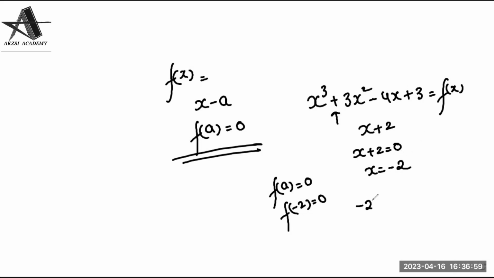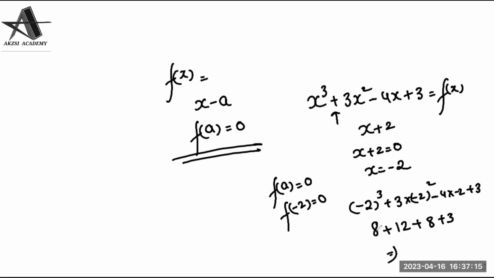When I put negative 2 whole cube plus 3 times negative 2 whole squared minus 4 times negative 2 plus 3, I get 8 plus 12 plus 8 plus 3. Definitely I can't get 0. So x plus 2 is not a factor of this given equation.